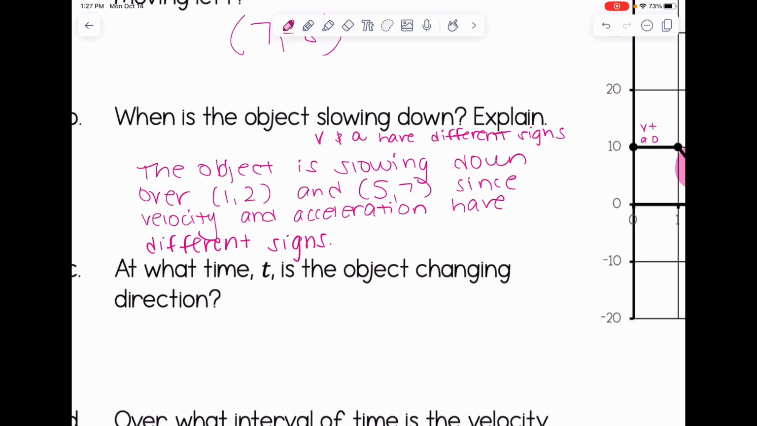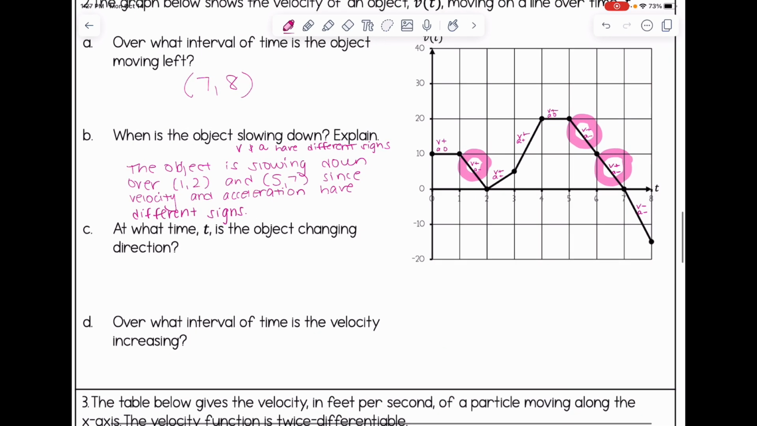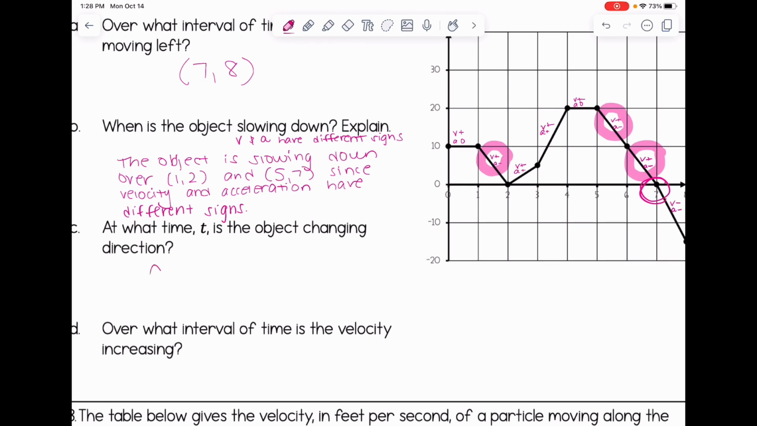C, at what time t is the object changing direction? So first we should look for when velocity is 0, but then we also want to make sure that we are changing from positive to negative. So if I look at the graph at t equals 7, the velocity is 0, and we can also see we go from positive velocity to negative velocity, so that means we're changing direction. If you were also looking at t equals 2, yes, that object has a velocity of 0 there, but we are not changing direction because velocity is staying positive. So for C, I'm going to say that's at t equals 7.